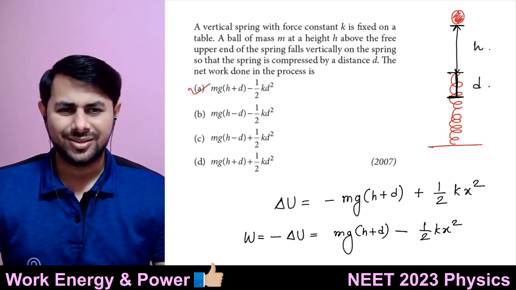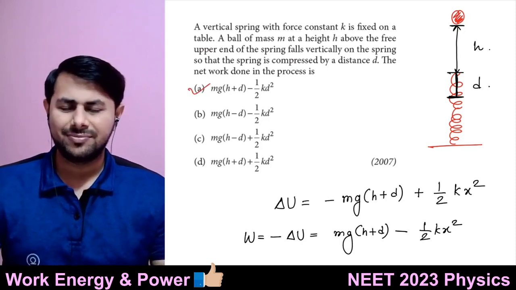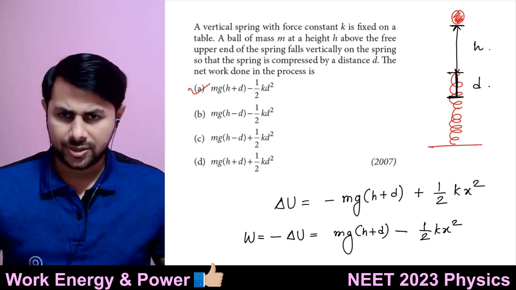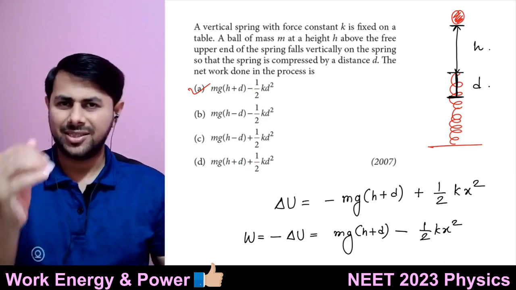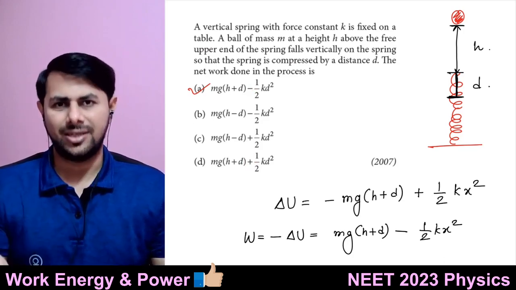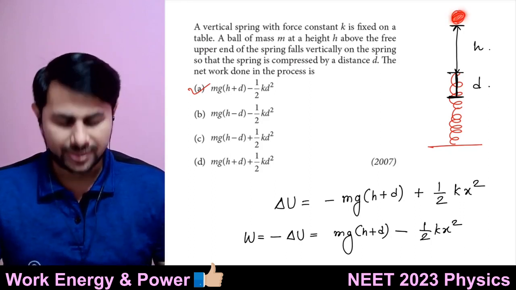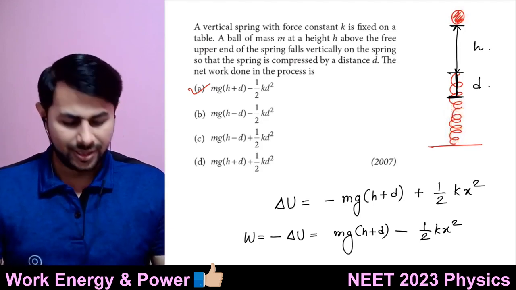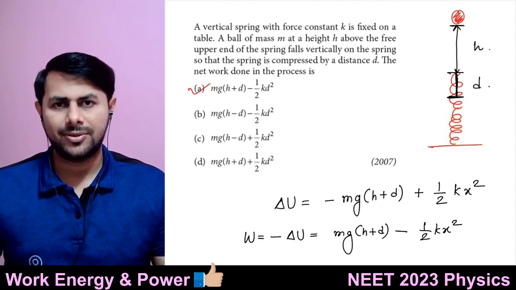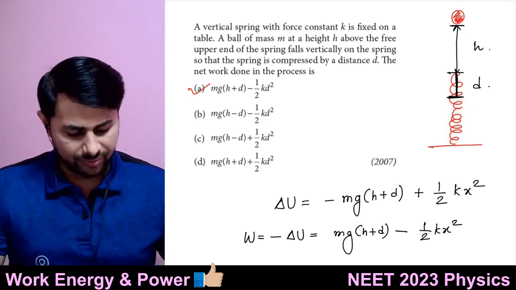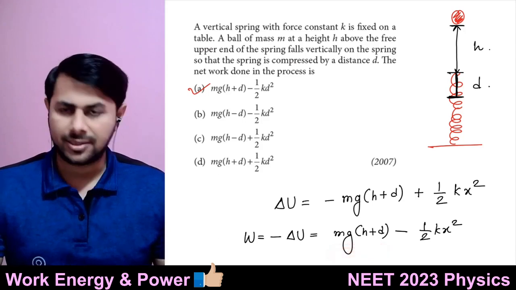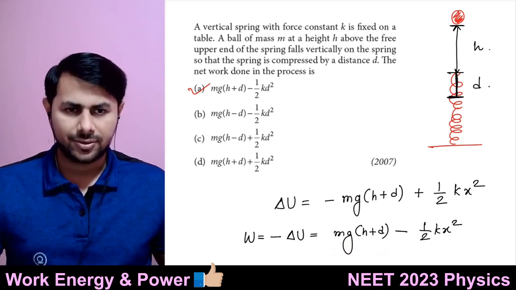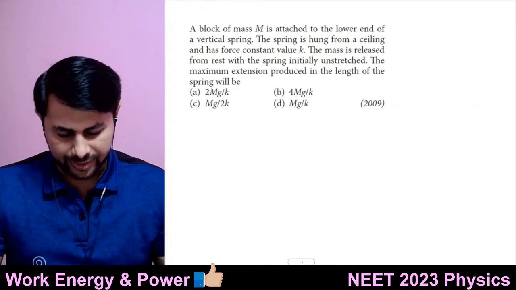Got it? The explanation. Why this negative sign? Why not positive? This is a conceptual point. The mass is losing its potential energy, the spring is gaining. So the change in potential energy of the mass is negative, and the change in potential energy of the spring is positive. And work done is equal to the negative of the total change in potential energy. And that's why we have mg(h plus d) minus half of k into x square. So yes, let's see the next question.